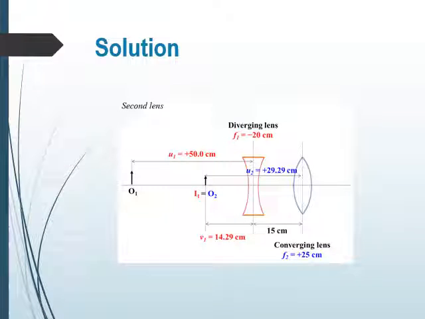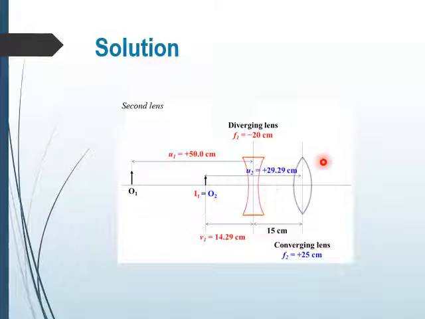Now, let us complete the diagram for the lens. Given V1 equals negative 14.29 cm, I1 is located 14.29 cm in front of the diverging lens. And like I told you just now, I1 would be equal to O2, and we are going to need this O2 to determine the distance U2. As you can see in the diagram, U2 is equal to V1 plus 15 cm. Therefore, U2 is equal to positive 29.29 cm.